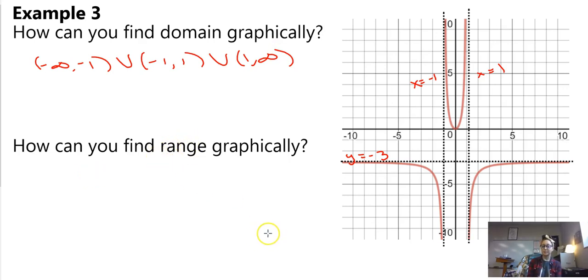All right, now let's talk about range. Remember, range is your y, so we're going to go bottom to top. So do you have a lowest y value, or do you go down forever on this graph? We go down forever, so we're going to go -infinity. And then we reach -3, y equals -3. Parenthesis or bracket? Parenthesis there because we never quite touched -3, right?